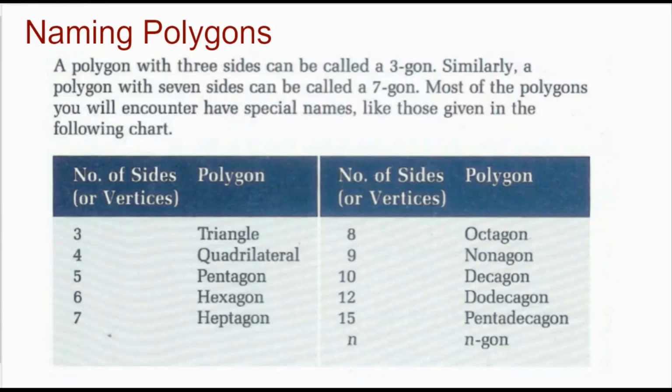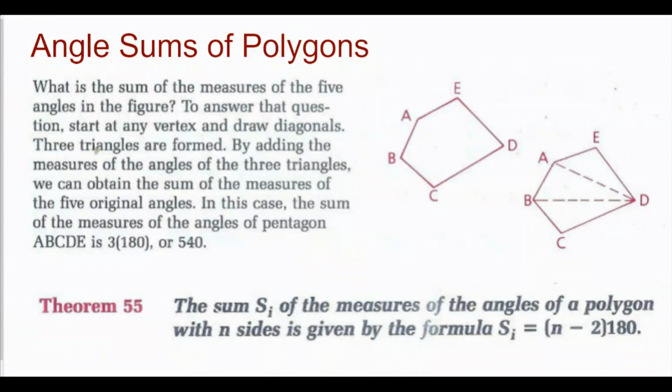Looking at naming polygons, most of the polygons we've encountered have special names like those given in the following chart. For instance, a triangle has 3 sides, quadrilateral 4, pentagon 5, etc. If I want to name any polygon, I can name it by the number of sides and attach a gon to the end. So a 20-sided figure would be called a 20-gon, 30-sided would be 30-gon, and so forth.